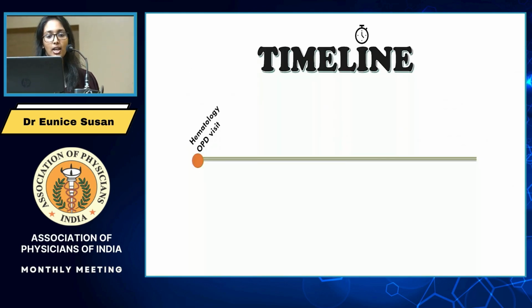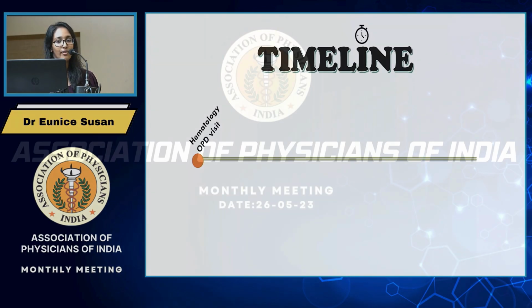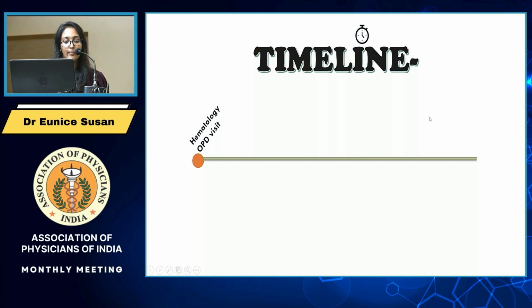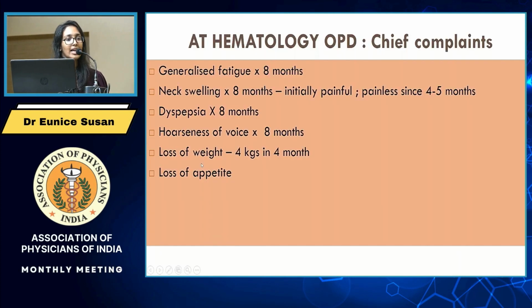So the patient had come to the hematology OPD with the initial complaints of generalized tiredness and fatigue for 8 months, a neck swelling of 8 months duration, which was initially painful and painless for the last 4 to 5 months. She then had complaints of dyspepsia and hoarseness of voice for 8 months, with loss of 4 kgs in the last 4 months and loss of appetite.